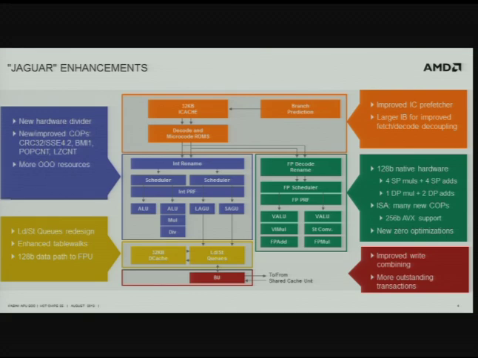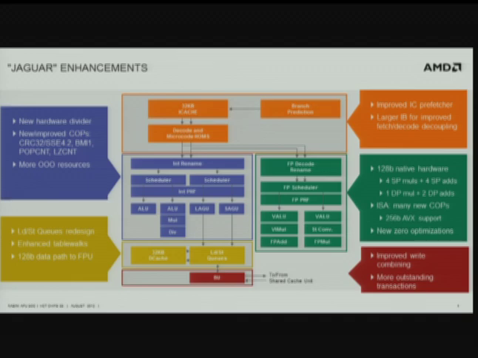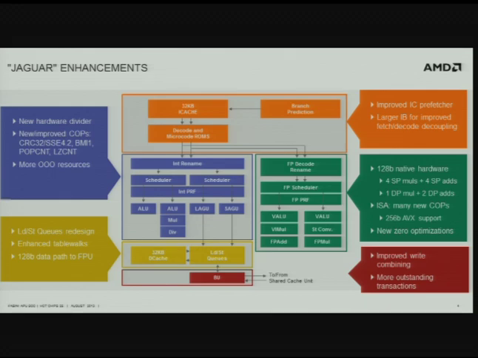The Jaguar enhancements that we did, working from the top: first we improved the instruction cache prefetcher and put in a larger instruction buffer. We added some new hardware around the divider and improved the complex operations quite a bit, and added some new instructions as well. We added more out-of-order resources into the processor. In the load store, we did a complete redesign of the queuing to improve the efficiency with the complete memory system, and then in the bus unit, we also improved the amount of write combining and more outstanding transactions.